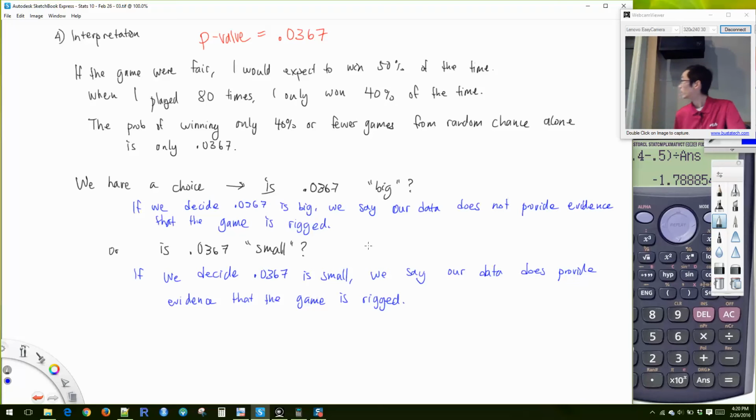Okay? So our decision of whether it's big or small actually has already been made for us back in step 2 of the problem. Okay? In step 2, preparation, we chose a value, the significance level of the test, alpha. Okay? So in step 2, preparation, we chose alpha, our significance level.